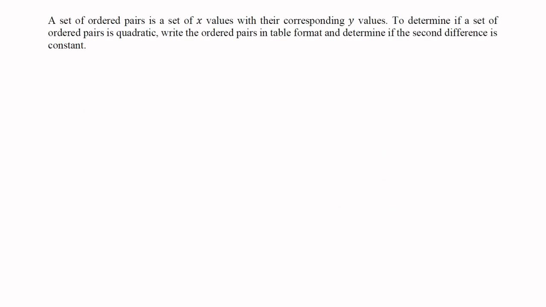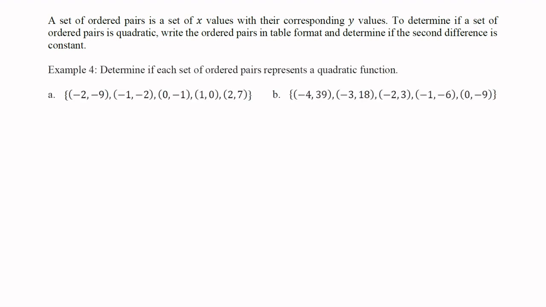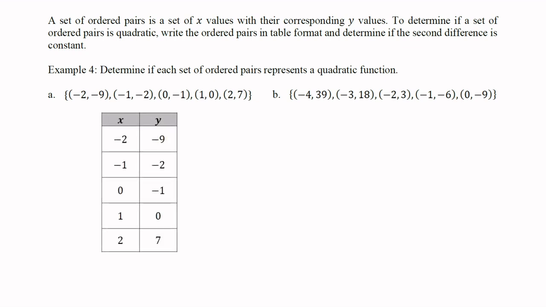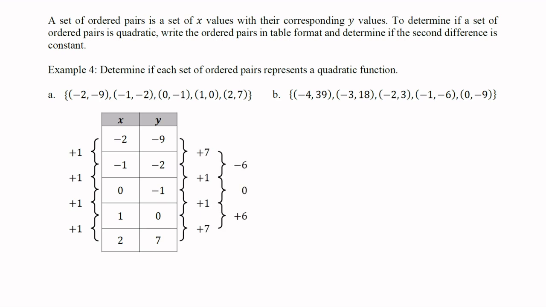A set of ordered pairs is a set of x values with their corresponding y values. To determine if a set of ordered pairs is quadratic, write the ordered pairs in table format and determine if the second differences are constant. So here's a couple of examples of some ordered pairs. We're going to put it in table format, and then we're going to do what we just did with the table. We'll check our x values, then we'll check our first differences, and then finally our second differences.